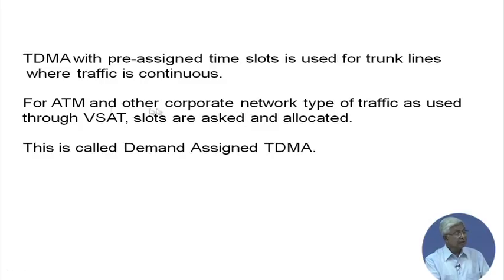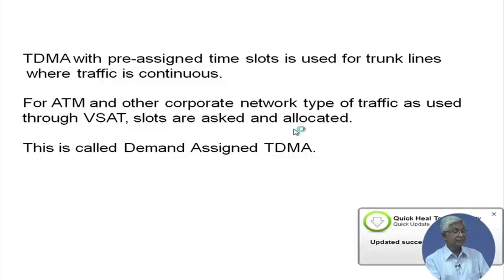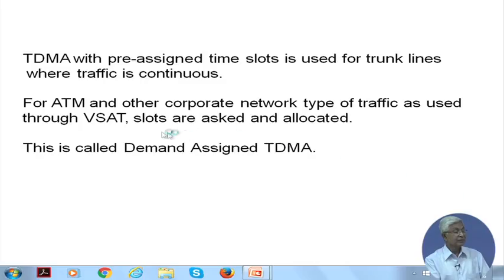So now what is done is these VSATs ask the central station to give them a time slot, and the central station, based on the availability of time slots, allots that time slot. So it is a demand assigned type of time division multiple access. It is called demand assigned TDMA. So, you ask for it and you get it.